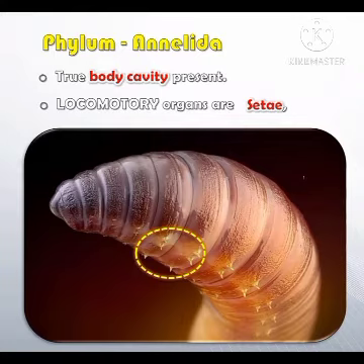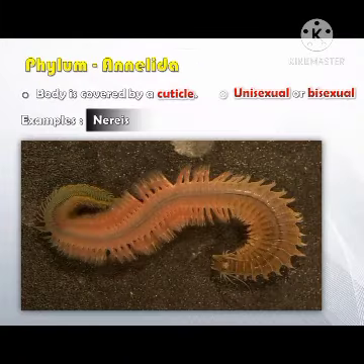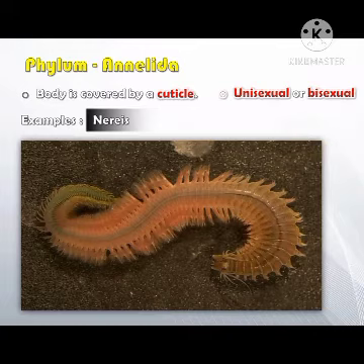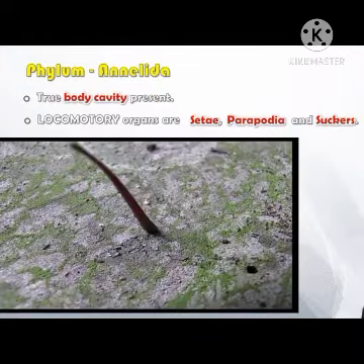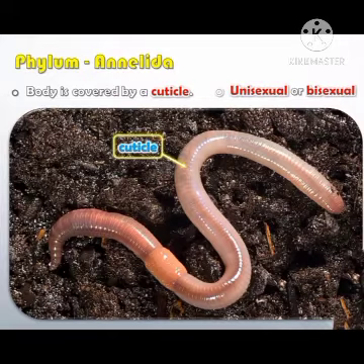Locomotory organs are setae in earthworm. If you observe the picture of an earthworm, it has small hair-type structures. Some worms, for example Nereis, have parapodia for locomotion. Parapodia are leg-like structures, a little bigger than setae. And some of them have suckers for locomotion, for example leech.